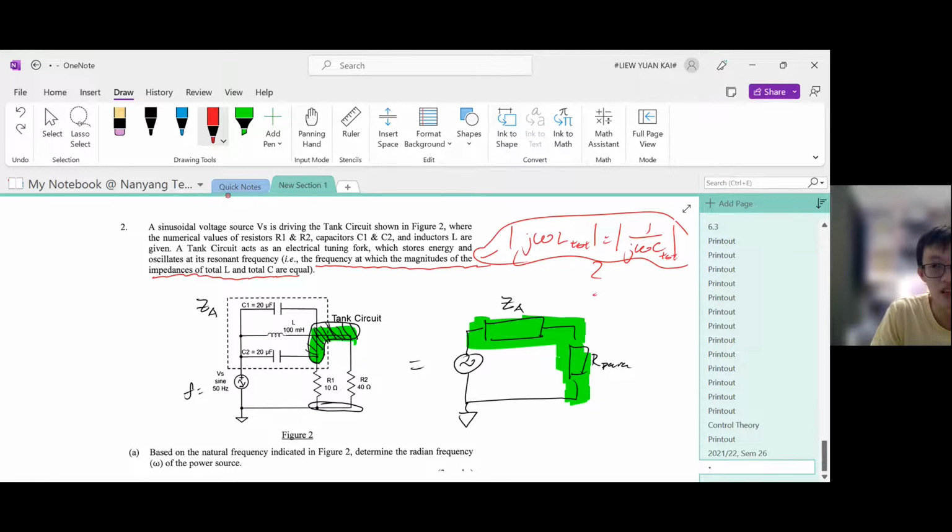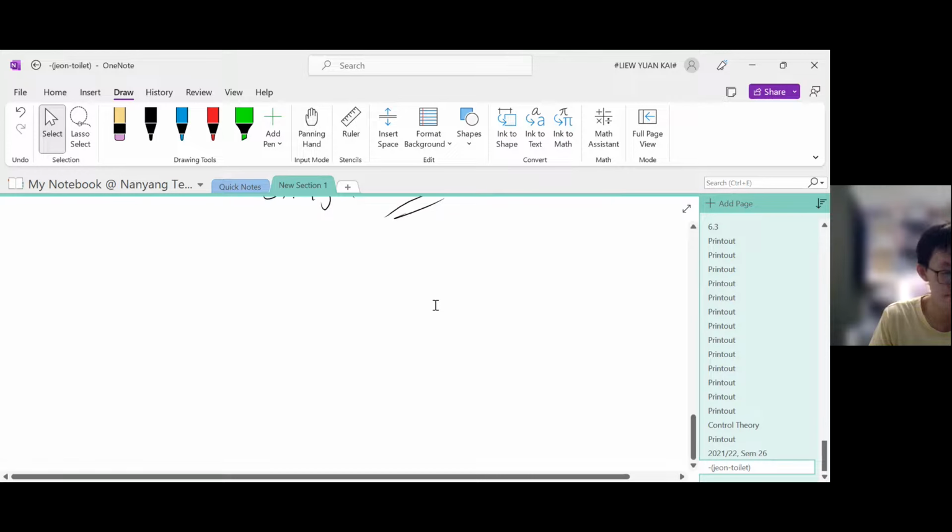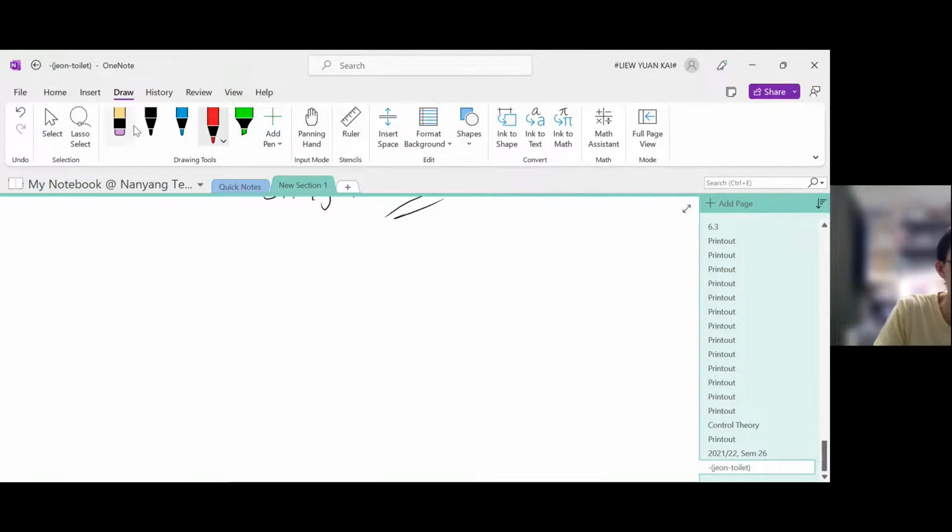And what is the total capacitance in parallel? The formula is just add them up. C1 and C2 are parallel, so you just add them up, C1 plus C2. That's it. So C total is given by C1 plus C2, because they are parallel. If they are in series, you have to use the 1 over C1 plus 1 over C2 equals 1 over C total formula, but that's a different story. Okay, let's check if this condition is true.